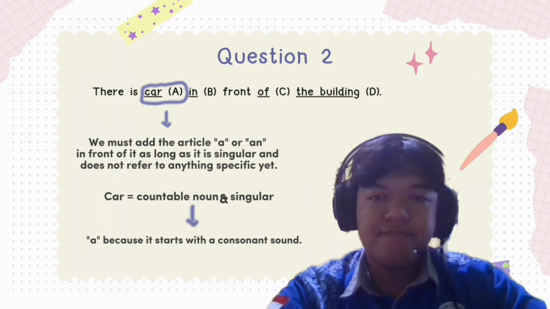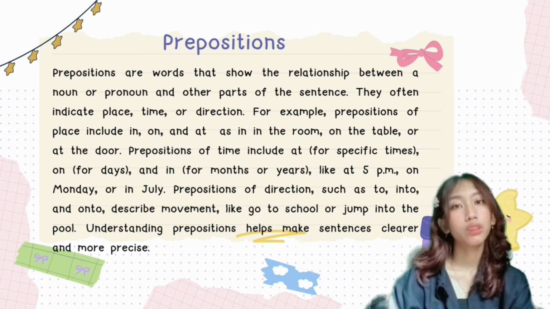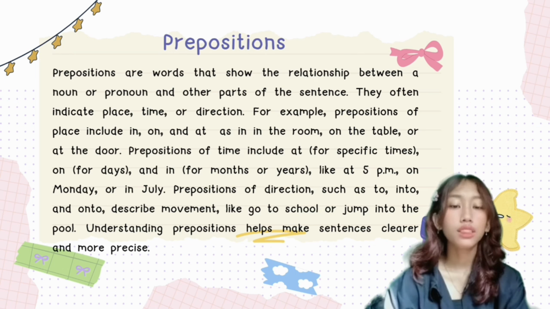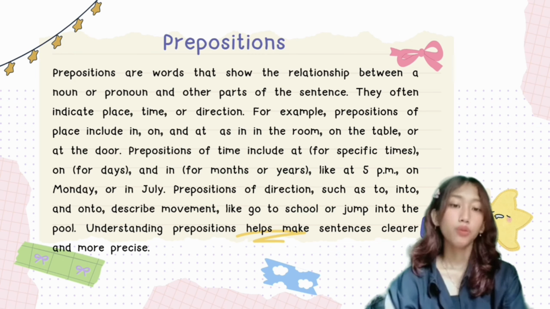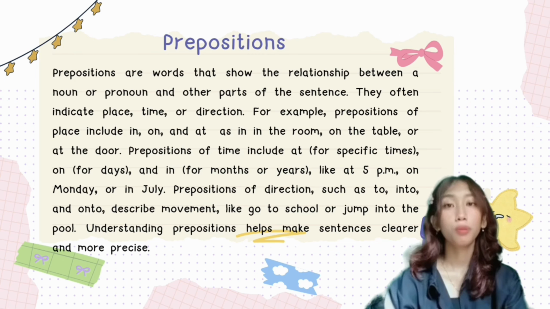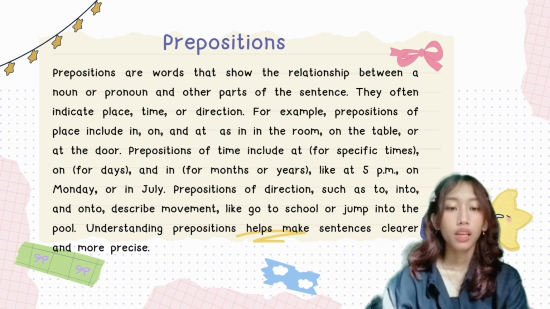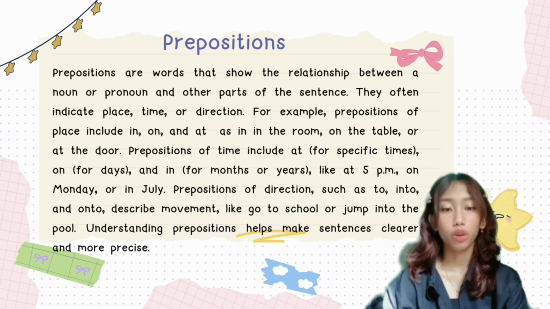That's it. Next, about prepositions. Prepositions are words that show the relationship between a noun or pronoun and other parts of the sentence. They often indicate place, time, or direction. For example, prepositions of place include in, on, at, between, and so on. Prepositions of place are used like in the room, on the table, or at the door.